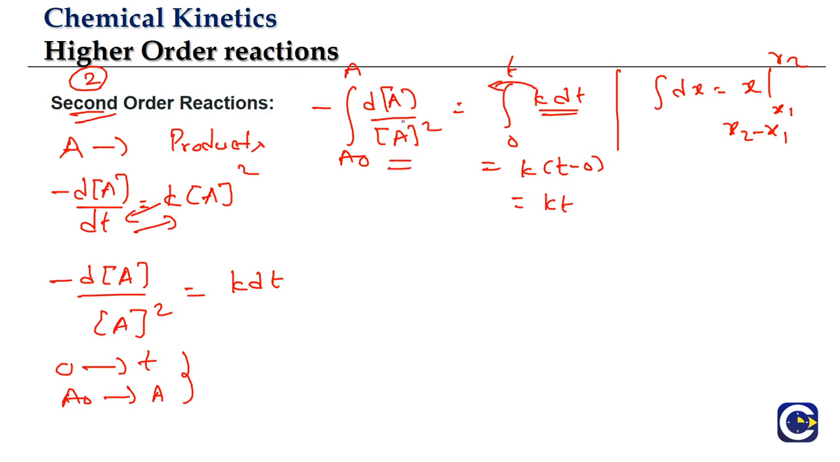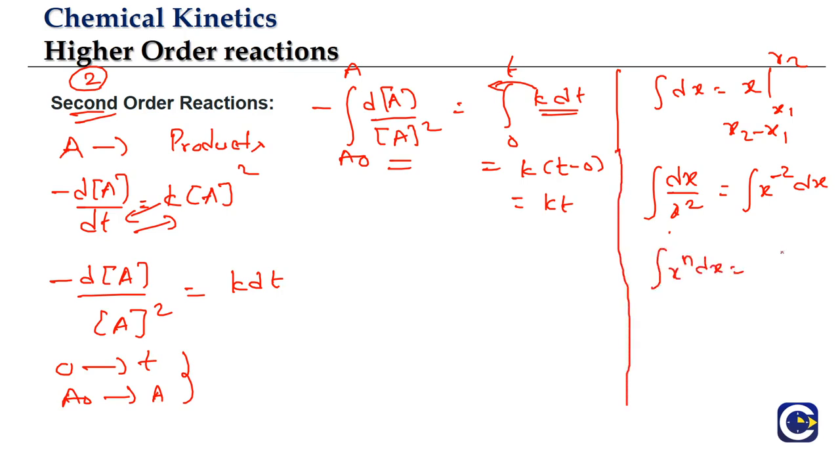Now talking about the LHS part. What we have is integral of dx by x square type. So this we can write as integral x power minus 2 dx. This is generally in integration form what we call integral x power n dx, whose integration value will be x power n plus 1 by n plus 1, means x power, here the value of n is minus 2. So x power minus 2 plus 1 by minus 2 plus 1 means x power minus 1 by minus 1, means 1 by x. So the integration value of dA by A square is going to be minus 1 by A.